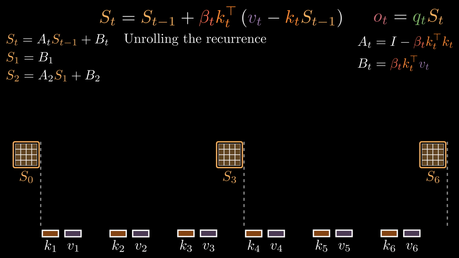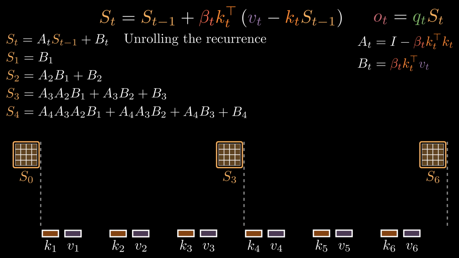Let's look at the second state matrix S2. Here we unroll the recurrence by replacing S1 with B1. This gives us the state matrix S2 as A2 times B1 plus B2. Now the third state matrix S3. Following the procedure, we unroll the recurrence by replacing S2. Similarly, we unroll the recurrence for S4. By now we can see a clear pattern.